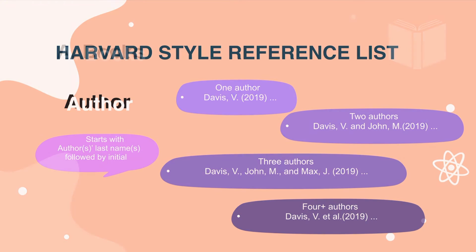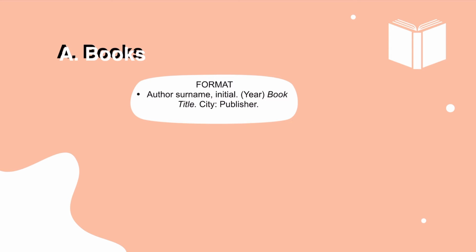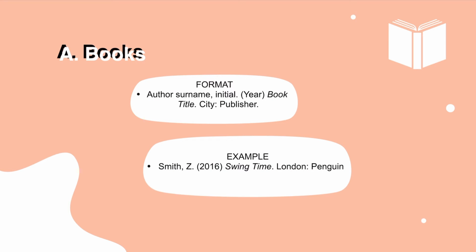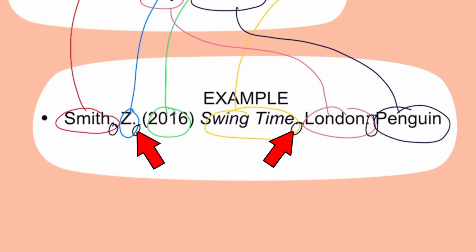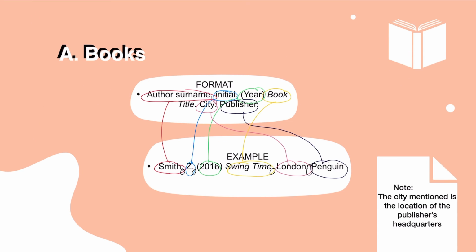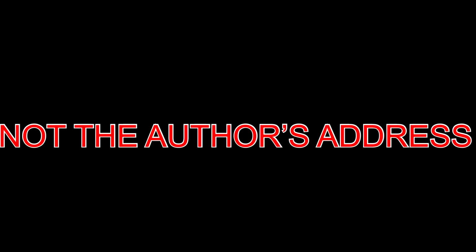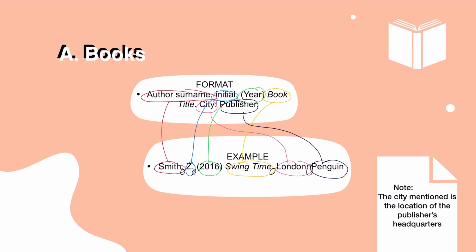Now we can move on to the first source, which is books. Books follow this format, and this is the example, and it's pretty straightforward. You just follow the format like this. Also, don't forget the commas, the points, and the colon. Side note, the city mentioned here is the location of a publisher's headquarters, not where the author is based.